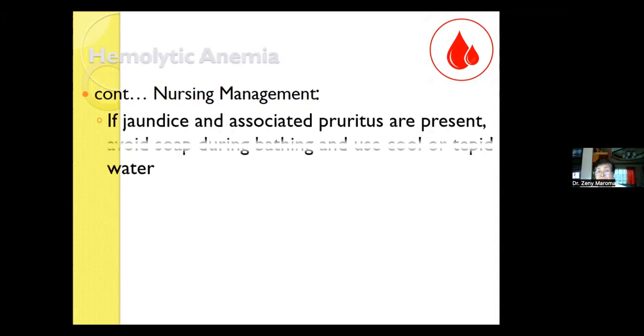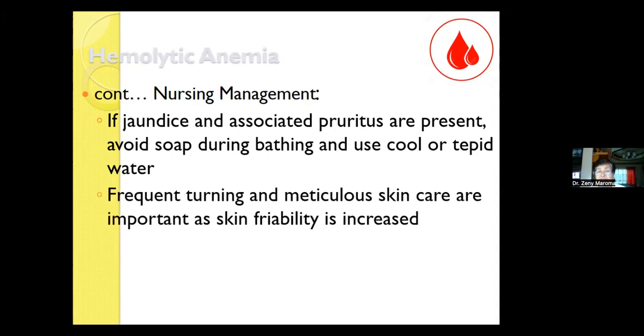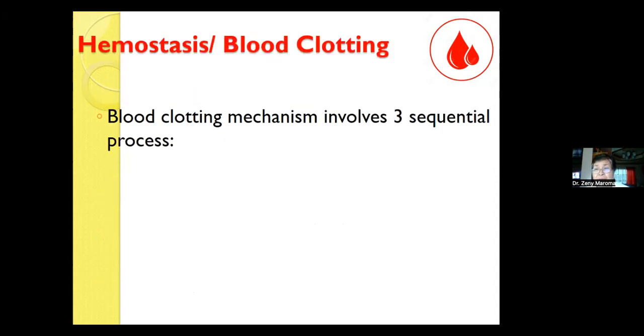All right. Continue. If jaundice and associated pruritus are present, avoid soap during bathing and use cool or tepid water. Frequent turning and meticulous skincare are important as skin friability increases. No? So as much as possible, advise not to scratch. No? If ever makati, kakamot, ito lang gagamitin, palad. No? So palad lang gano'n. Hindi yung kuko, hindi kuko kakamutin ng ganyan. Uy, naku, nagdudugo-dugo na siya. Tsaka lang siya titigil sa scratching.